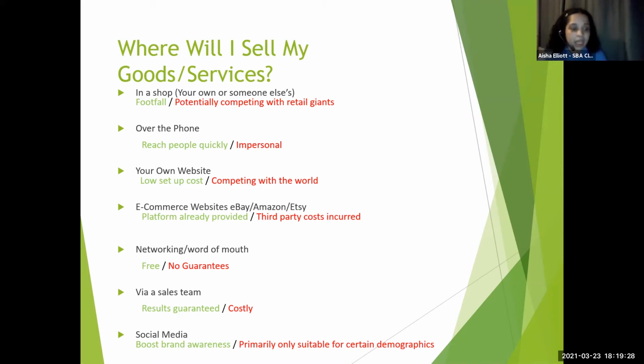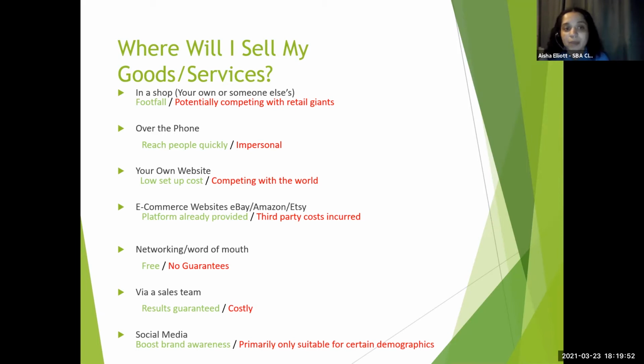If you make sales on your own website, it is really cheap for you to set up, but then you've got the whole world that you're competing with. You have to make sure that your website is coming up on that first page of Google to really be considered as a contender in the market.